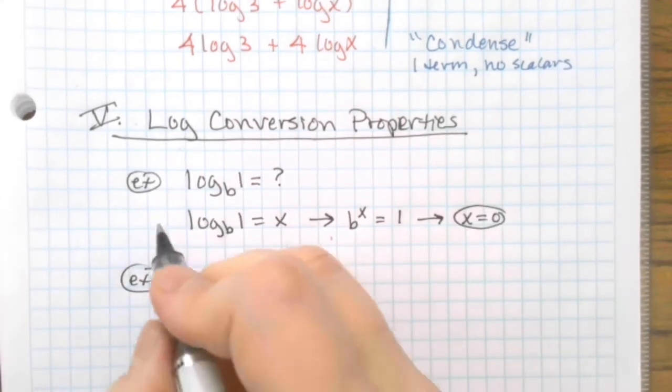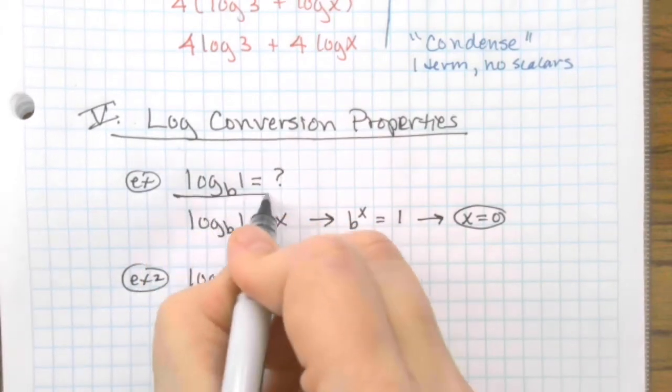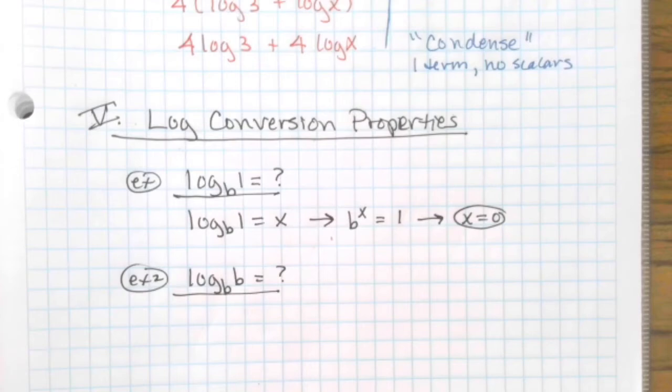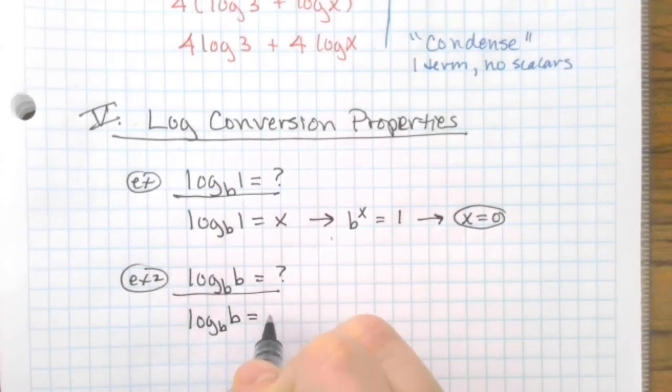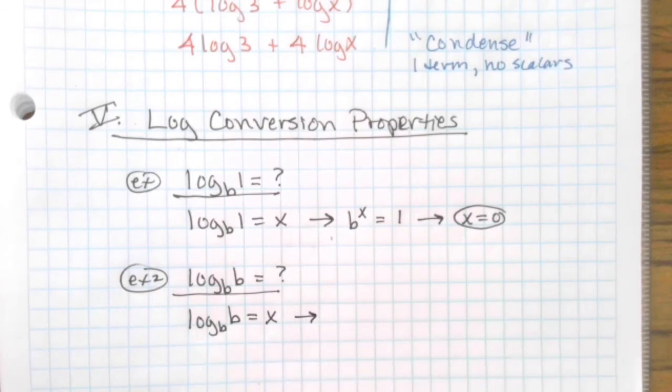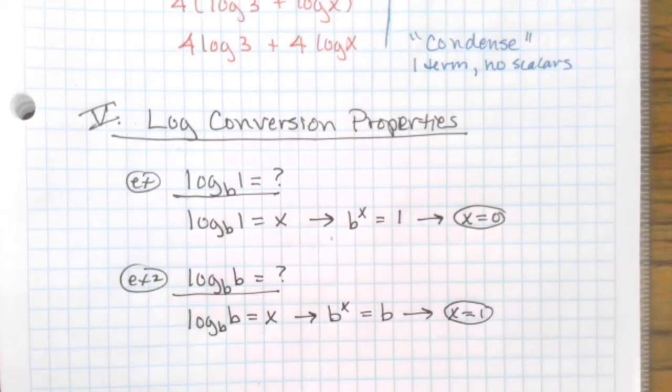Let's do another one. Log base b of b, what does that equal? Again, when you write it, put the x in to help your brain. Switch it to exponent form, b to the power of x equals the argument b, and of course, x would have to be 1 to make that happen.